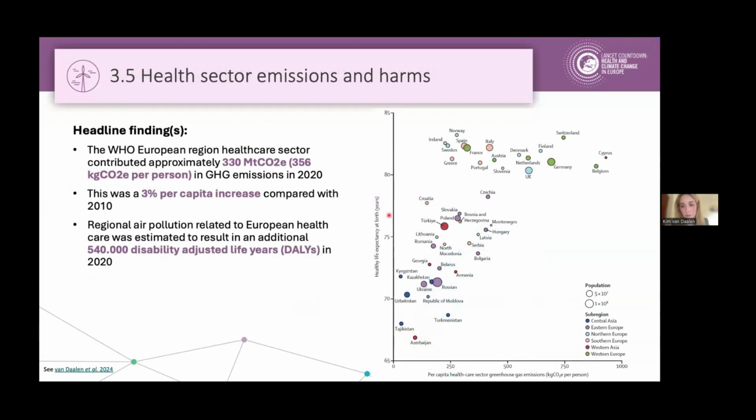Recognizing that health systems are a substantial source of greenhouse gas emissions and air pollution, this indicator monitors both the direct and indirect healthcare sector emissions using a multi-region input-output model that is combined with national healthcare expenditure data from the World Health Organization.